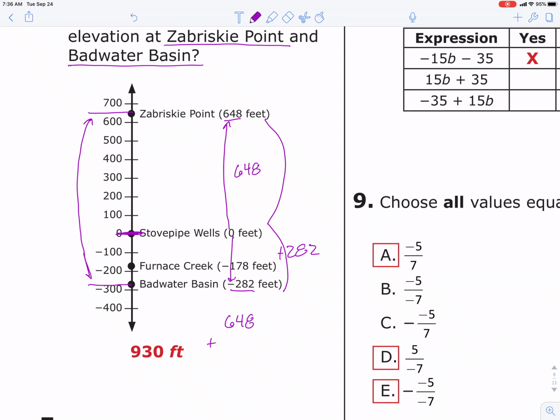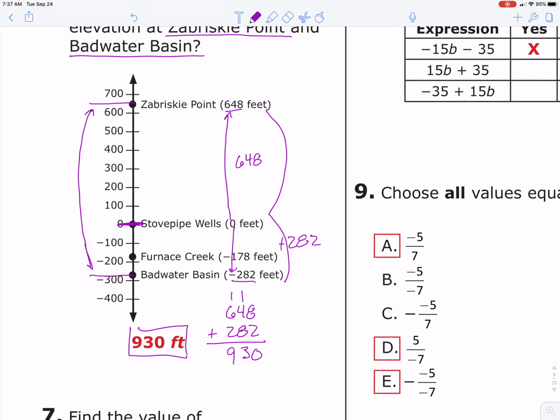648 plus 282. 8 plus 2 is 10. Carry the 1. 1 plus 4 is 5. Plus 8 is 13. Carry the 1. 6 plus 1 is 7. Plus 2, 930. That's how they get 930 feet. And I can almost guarantee there's going to be a problem like this on the IAB. There's going to be problems similar to all of these. I think. Should be.